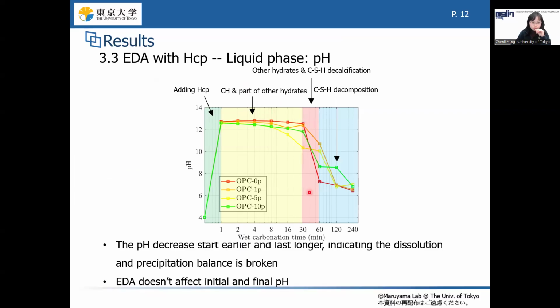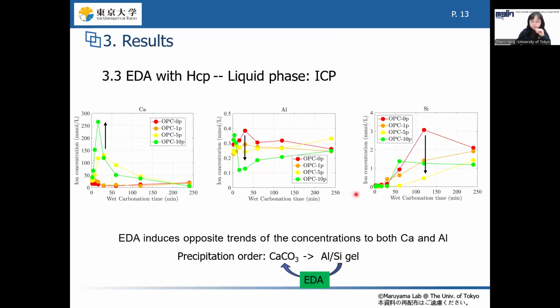The pH drop here has been shifted by EDA to an early drop and a long-lasting drop through the whole carbonation process, which means the dissolution and the precipitation among these hydrates, the balance is broken. Besides, the EDA does not affect the initial and the final pH.